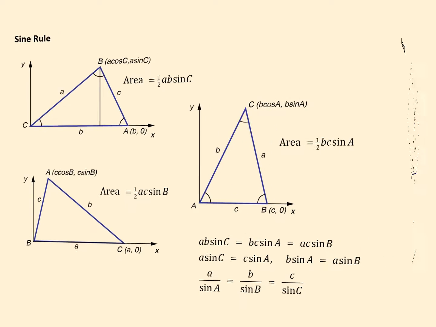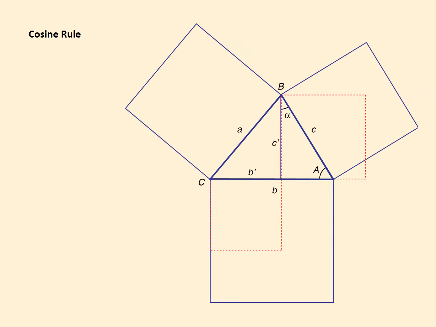Then we can get the cosine rule. The cosine rule, in fact, is a special case of, or no, I should say a more general case of Pythagoras' theorem. So here we have a triangle, and with sides A, B, C, and the squares of those sides are drawn in blue.